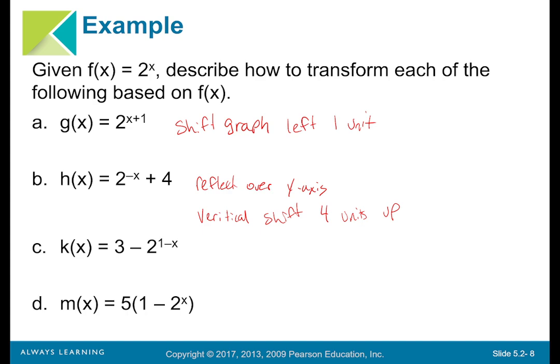We have a 3 minus, so we know that we've done a vertical shift up by 3, and we put a minus in front of the 2. That minus in front of the 2 means we've negated the whole function. So this is really going to be the vertical shift 3 units up, and that's because of this guy. We also see a reflection over the x-axis because of this negative.